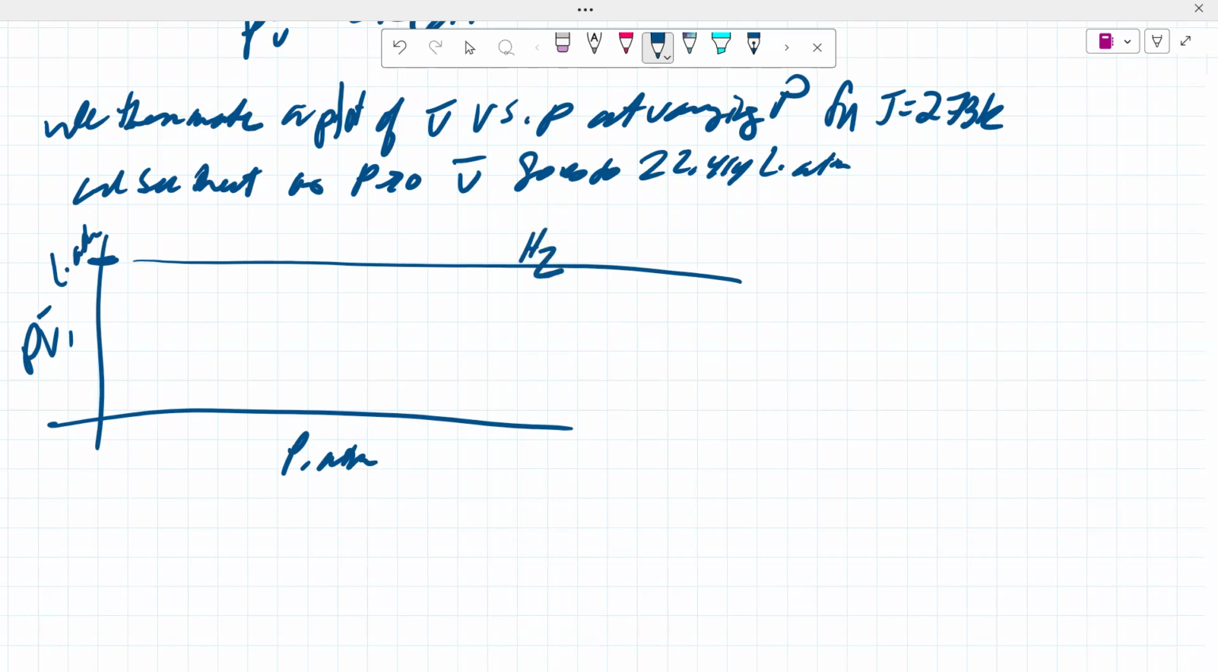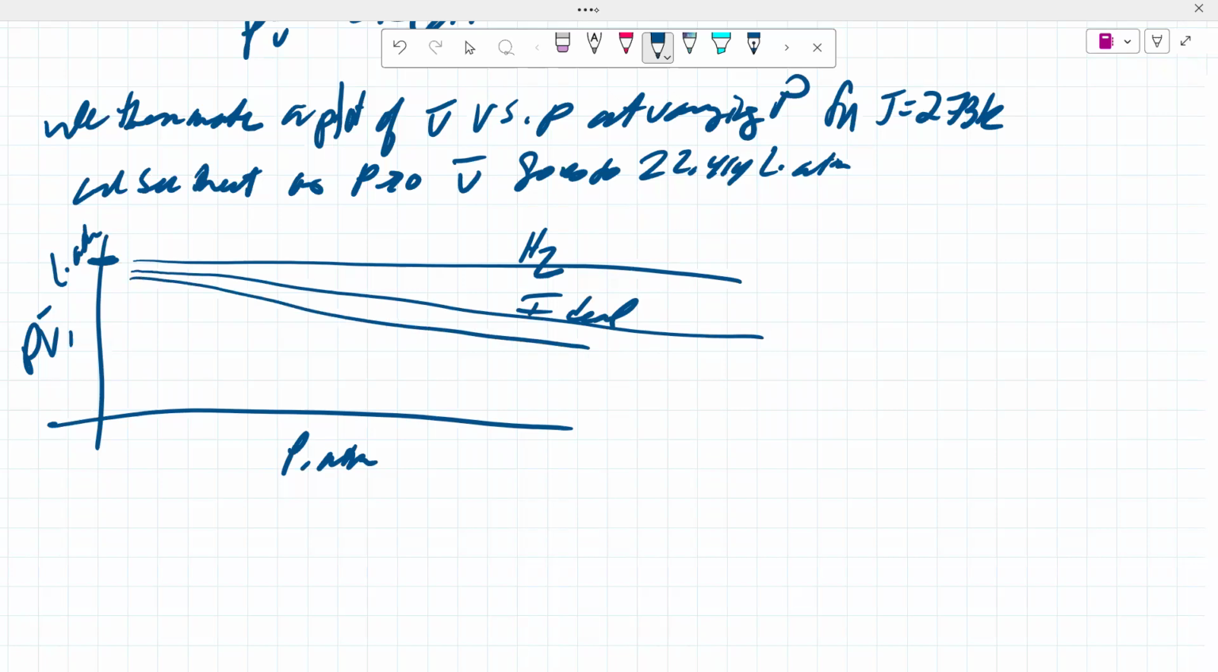This is the line for H2. Well, it's kind of a little extra long. All right. Yeah, the ideal gas. We have N2. And we have CO2.